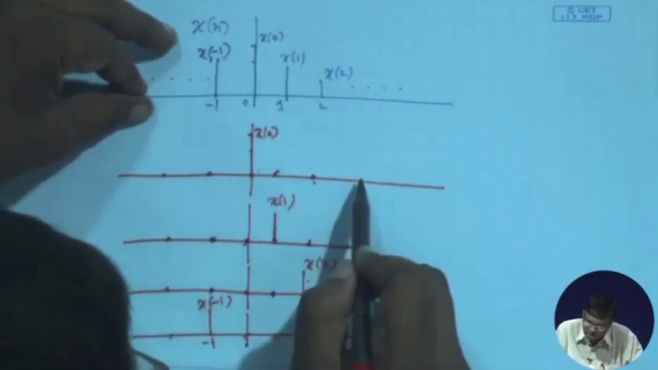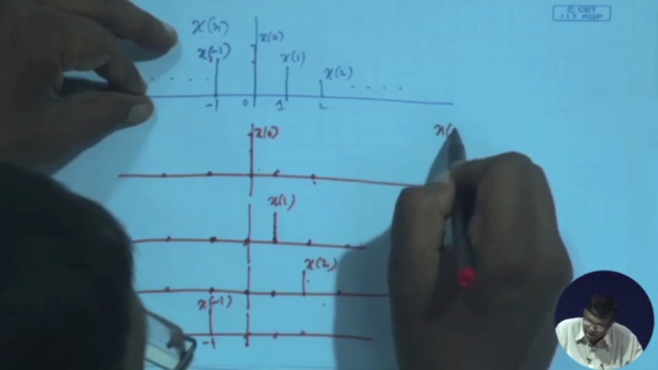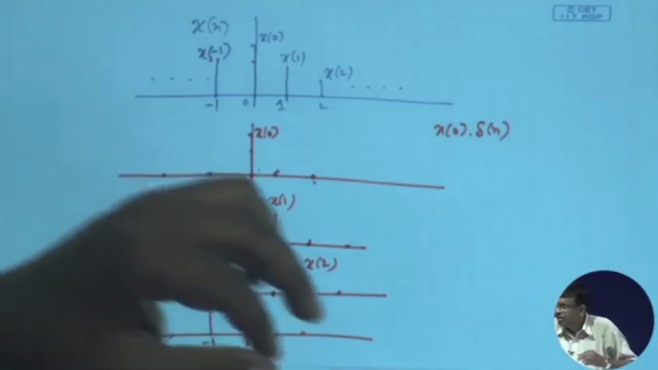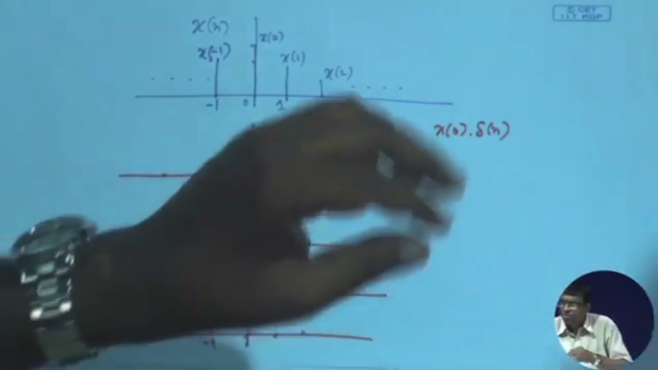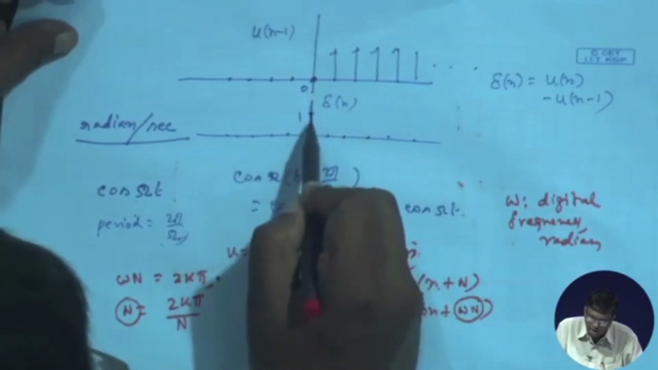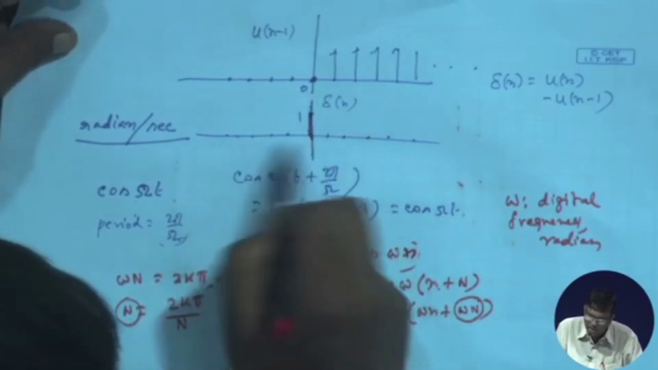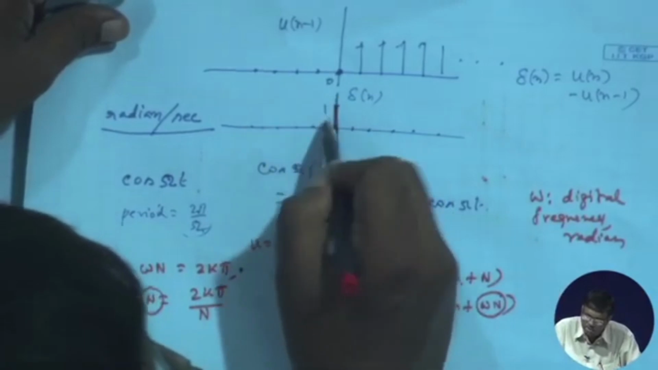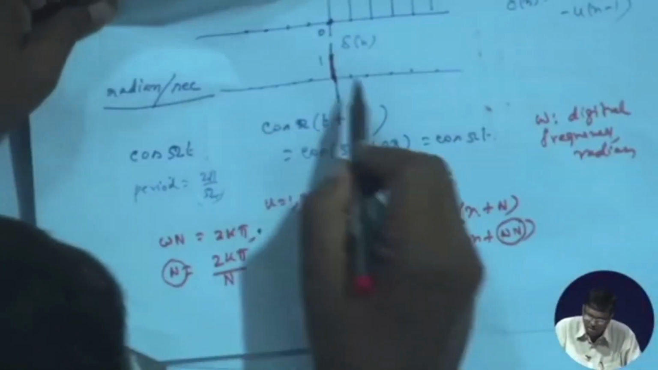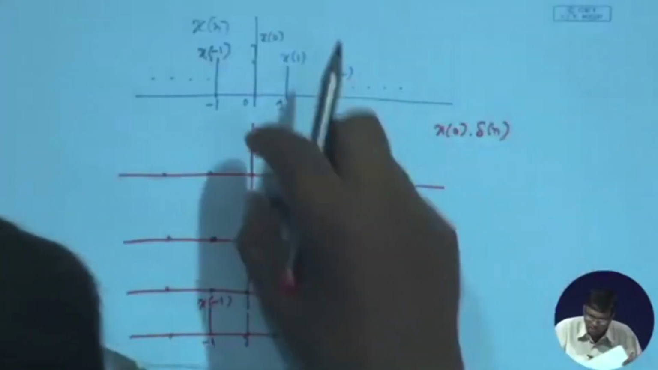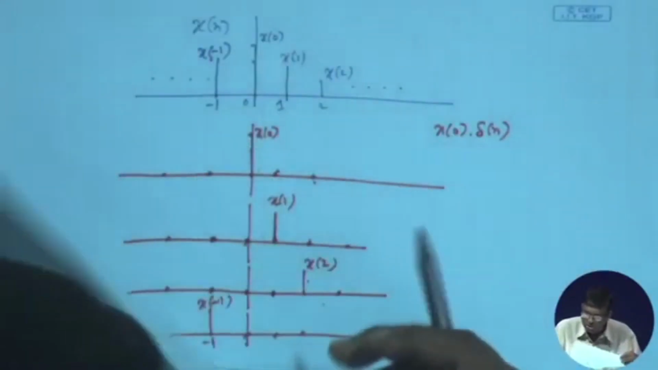But what is this? This is nothing but x 0 times delta n. Why? Because you remember what was delta n? This is delta n: 1 here at 0th point, 0 everywhere. So, what is some constant x 0 times delta n? This 1 will be multiplied by x 0, so height will be x 0. Zeros will be multiplied by x 0, but that value will be 0. So, it will be x 0 and all zeros.